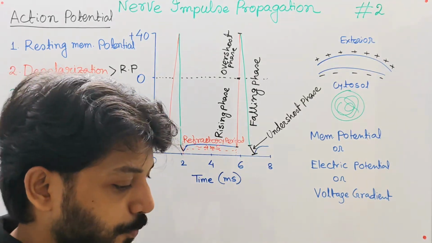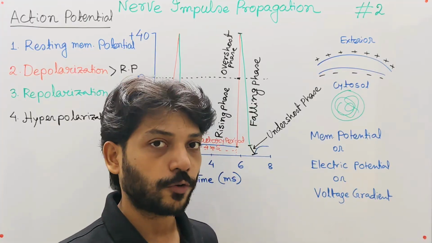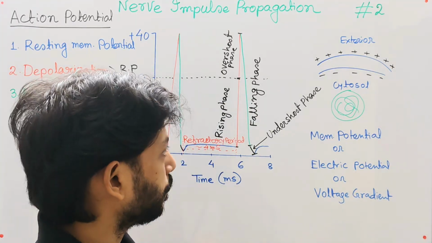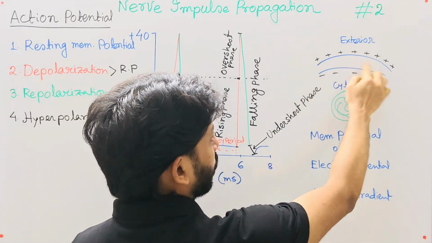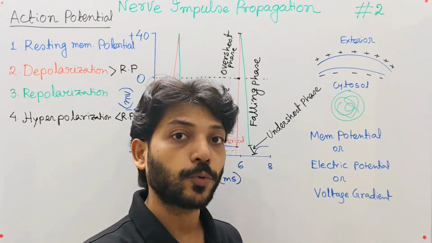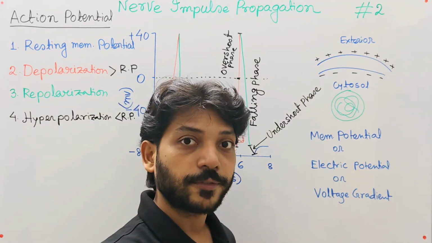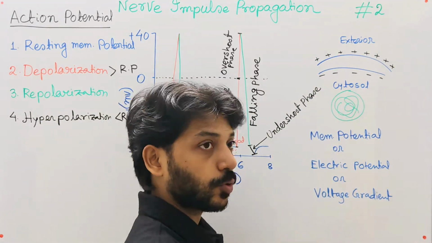Now what is membrane potential? The difference in voltage inside and outside of a cell is called membrane potential. Suppose this is the plasma membrane. We know that the plasma membrane surrounds a cell and creates a boundary. The outer portion of the cell is called the exterior or external environment and the inside is called cytosol.